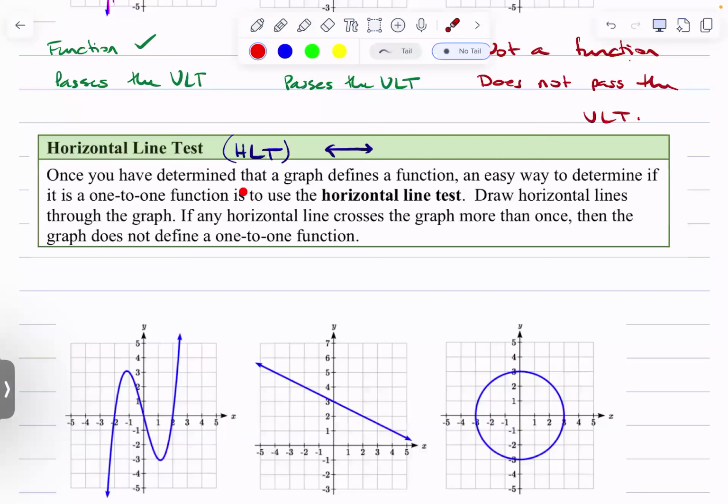Once you've determined that a graph defines a function, so it passed the vertical line test, then an easy way to determine if it's one-to-one is to use the horizontal line test, which works the exact same way. You're going to draw horizontal lines like this through the graph. If any horizontal line crosses the graph more than once, then the graph does not define a one-to-one function. And that's okay, it's just not one of those special cases. Okay?